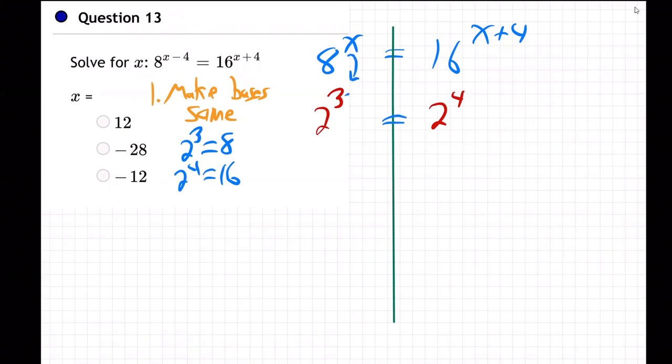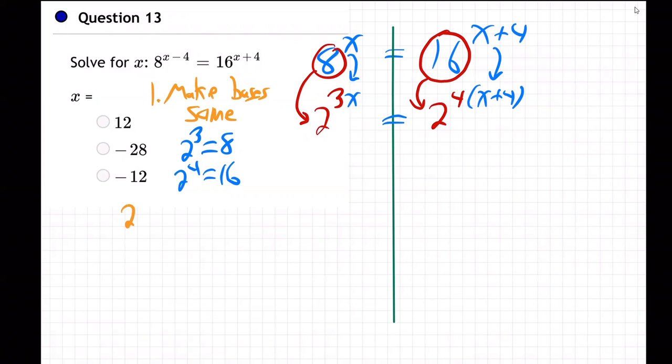Don't forget to bring down the x. And don't forget to bring down the x plus 4. So that makes sense? So the 8 became 2 to the 3rd, and the 16 became 2 to the 4th. Okay, so now that's step number 1.